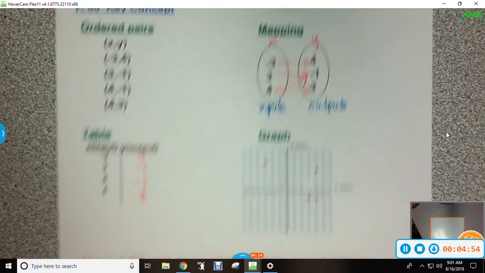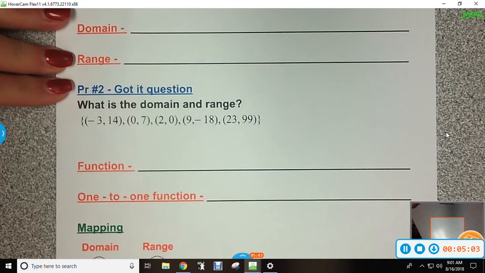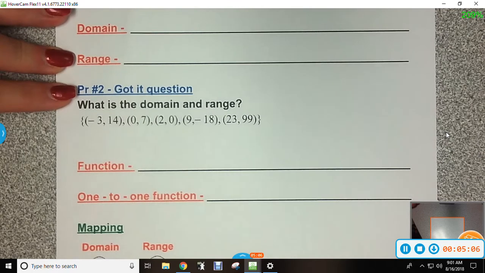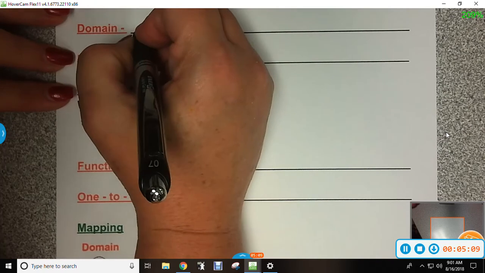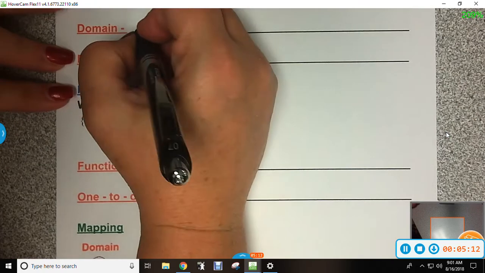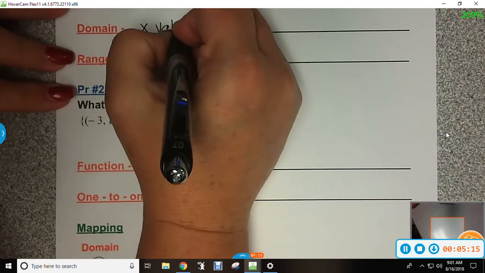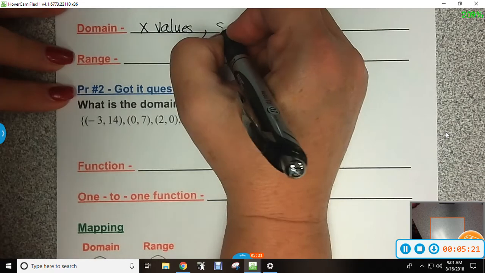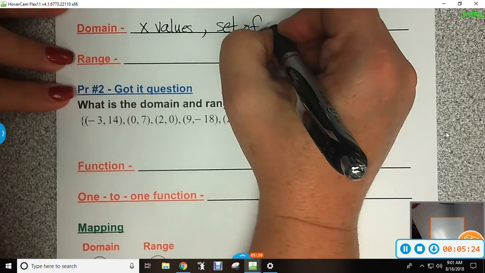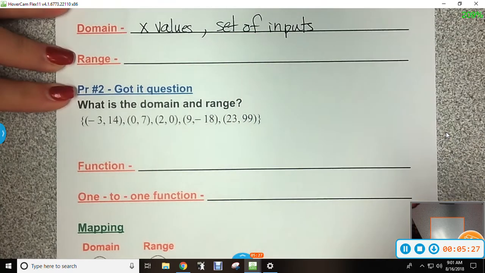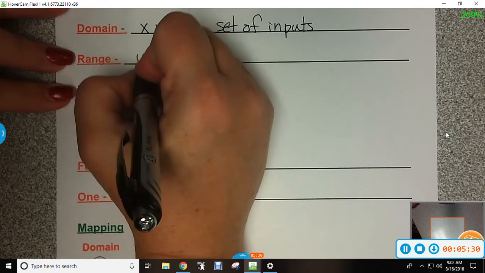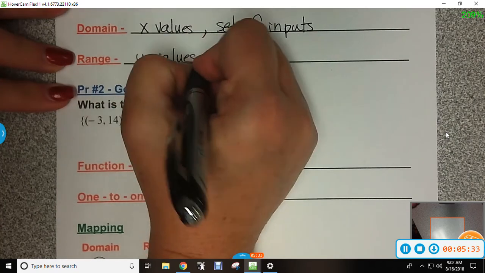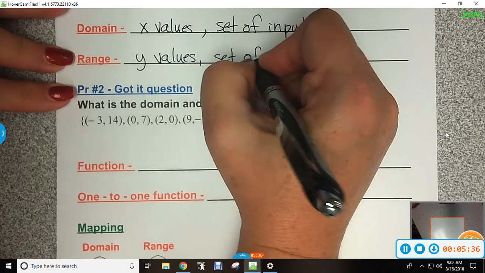All right, next, we need to talk about domain and range. This should be review, shouldn't be anything new, but your domain, the way you've always talked about it before, those are just your x values. Okay, to use our new terminology, that's the set of inputs. And your range, those are your y values. Or you could say it's the set of outputs.